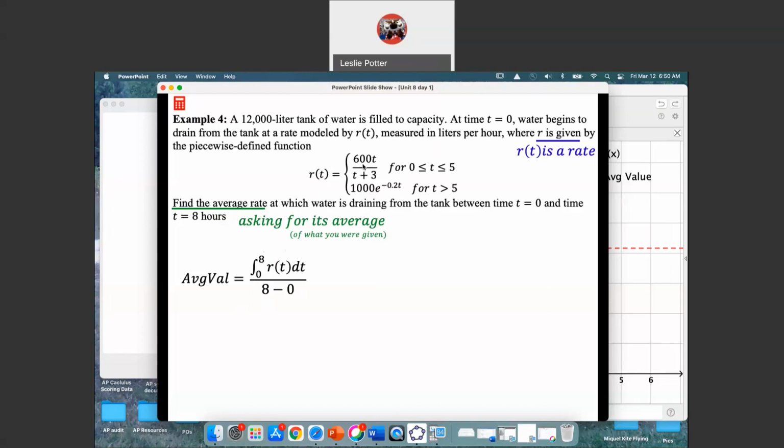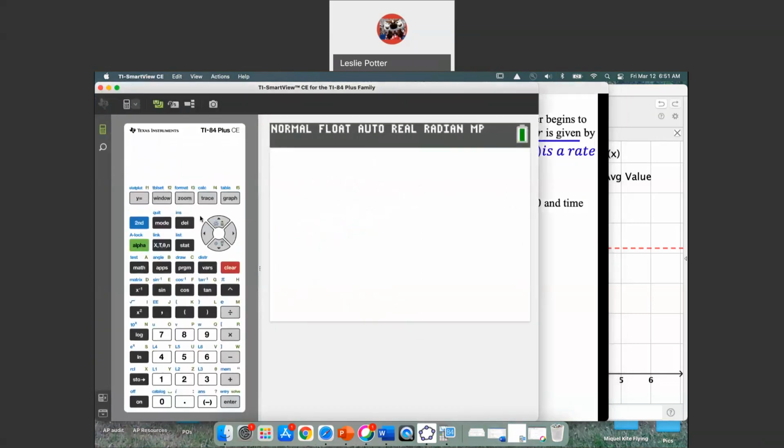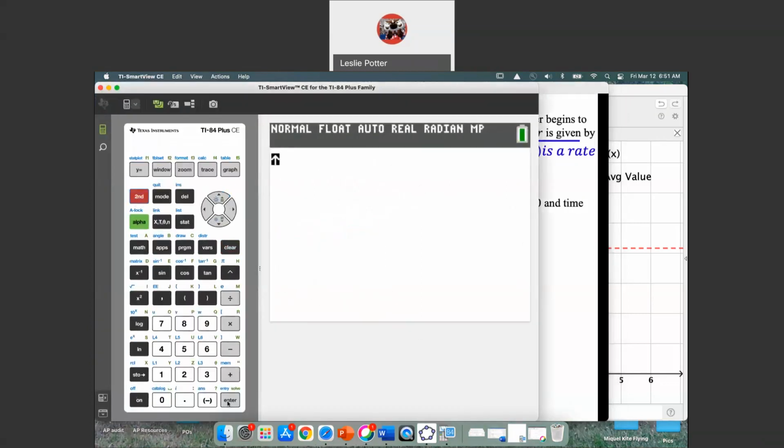It's a piecewise function, so we're going to have to put this together in 2 pieces. We're going to integrate from 0 to 5, and that's going to be one region, and then we're going to integrate from 5 to 8, and add those regions together. That's the nice thing about integration, you can just keep adding them together. It's like taping shapes together on a graph. So let me get my calculator out and put this in.